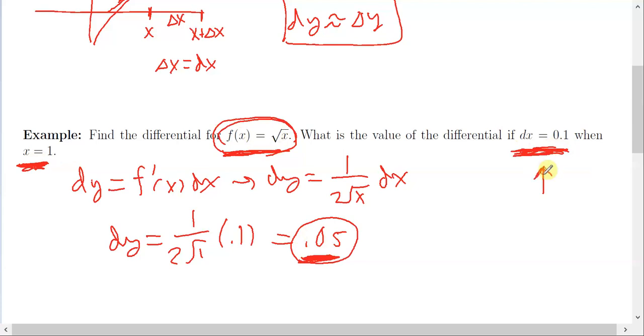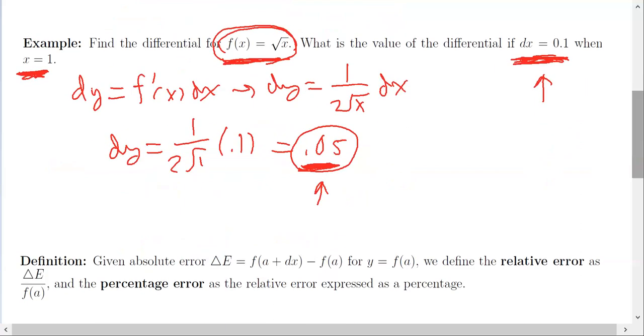So if I have this much error in my input, this is how much error I could have in my output. So it gives you a way to get a handle on how much input error gives you an output error when you pass it through the formula. And so that does give us this notion of relative error. So remember, delta E, if we have some function, this is our definition. dx and delta x are the same thing for us. So this is the actual difference for some function.